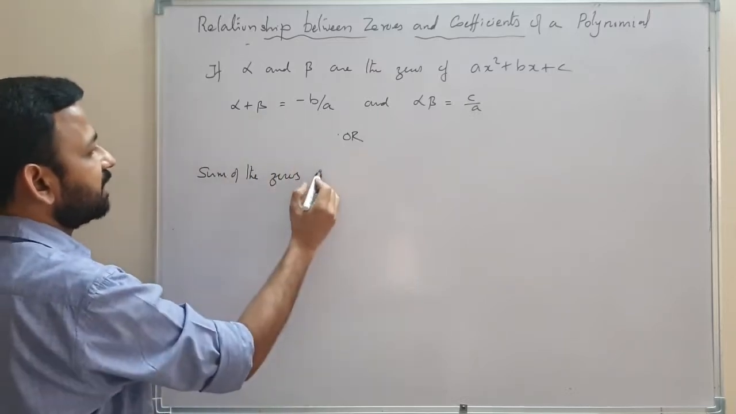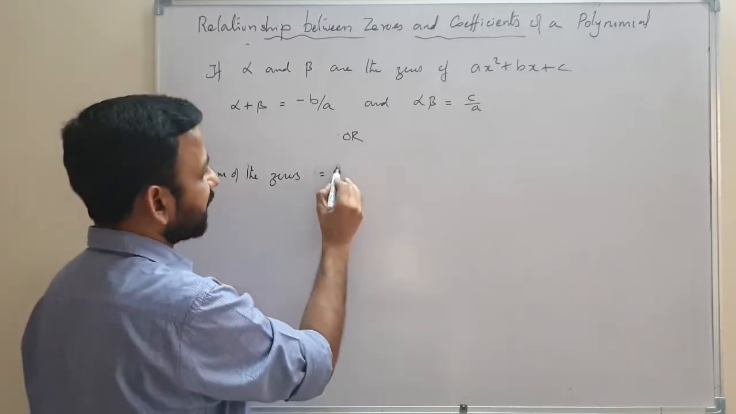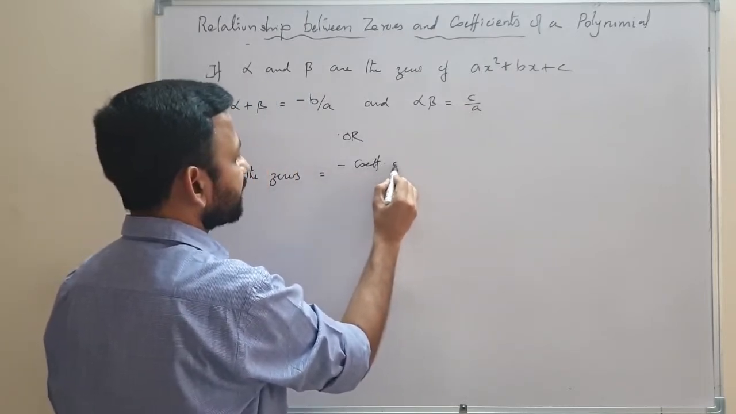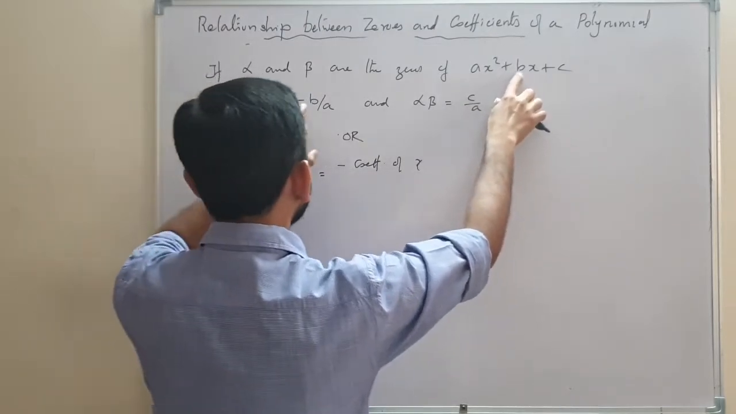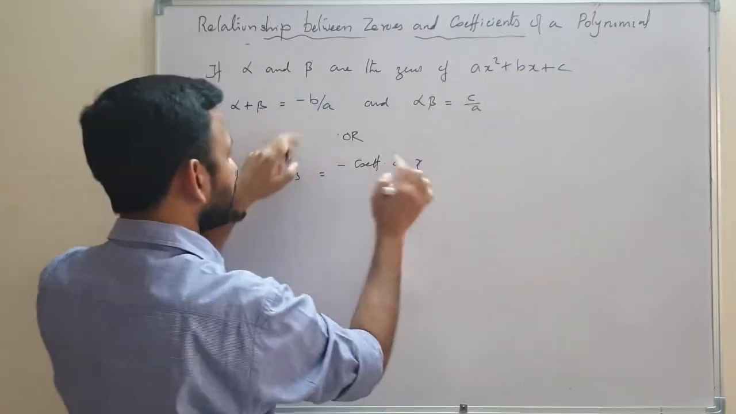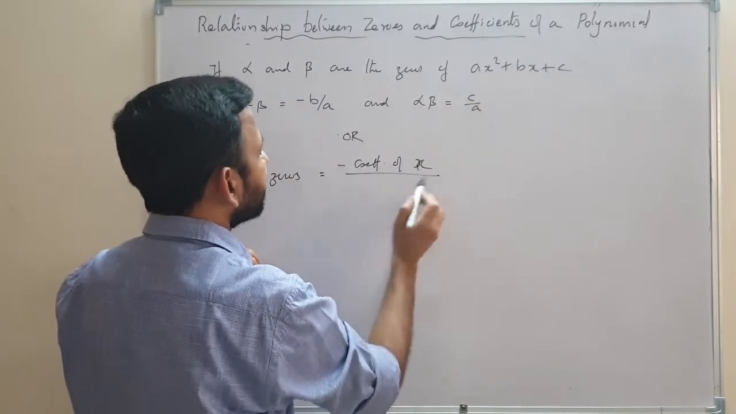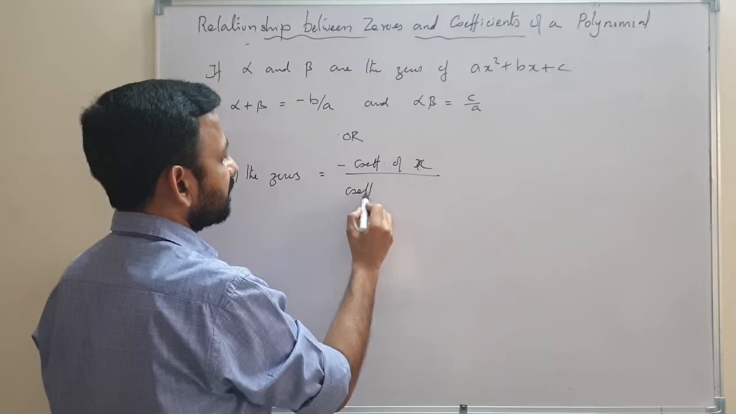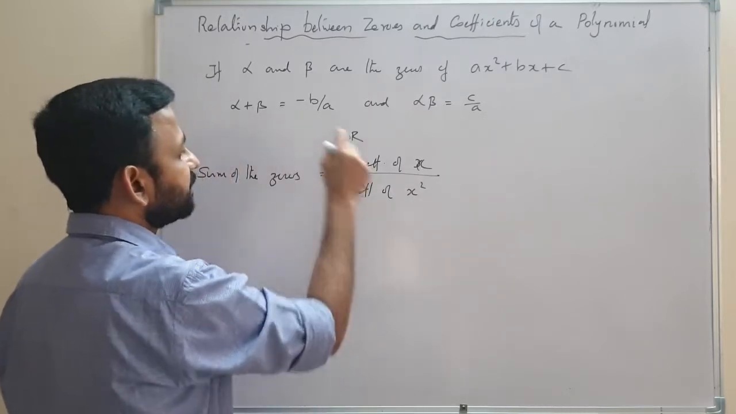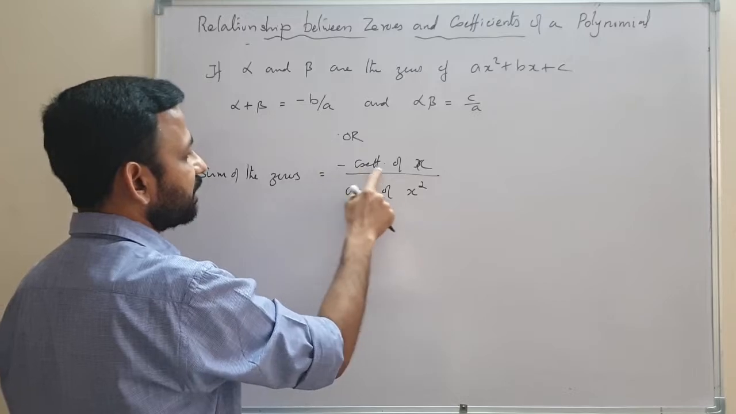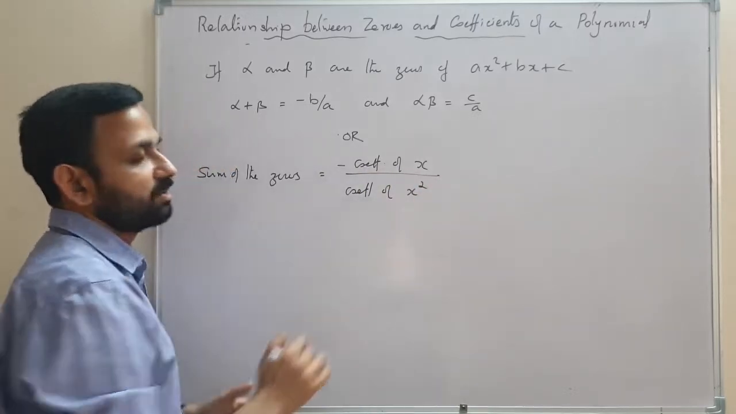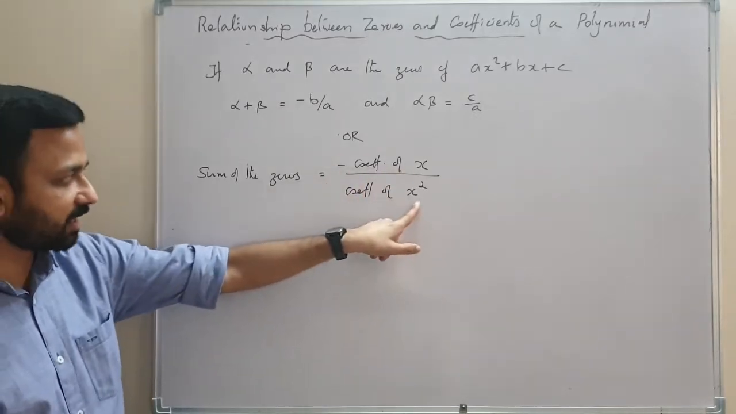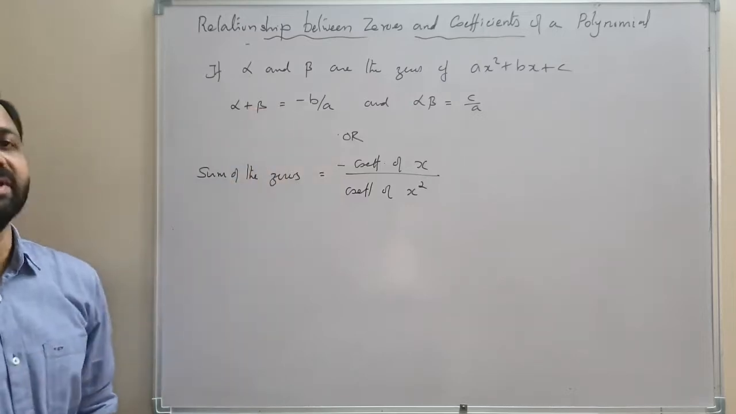that is alpha plus beta, equal to minus b by a, that is minus, then b is the coefficient of x, minus coefficient of x, divided by a, which is the coefficient of x square. Minus b by a is minus coefficient of x divided by coefficient of x square. So the sum of the zeros is equal to minus coefficient of x upon coefficient of x square, or alpha plus beta is equal to minus b by a.